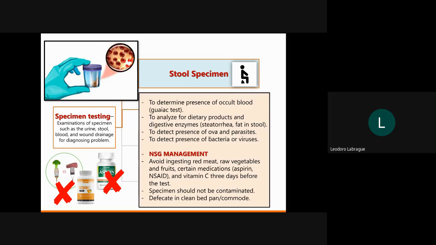Of course, the most common reason is to check for the presence of ova or parasites. Do you know what is ova and parasites? If there are some worms, especially among small children who love to play outside, there might be some worms in the stool which cannot be seen by our eyes. But through microscope, through stool examination, we can actually see these parasites. And most importantly, we do stool specimen to check for the presence of bacteria and viruses.